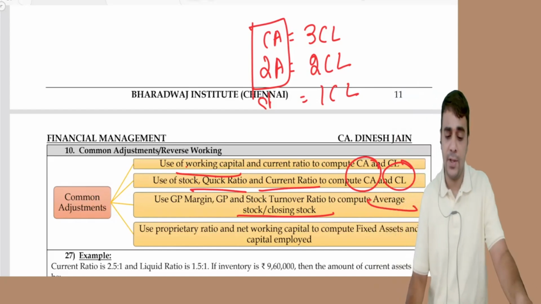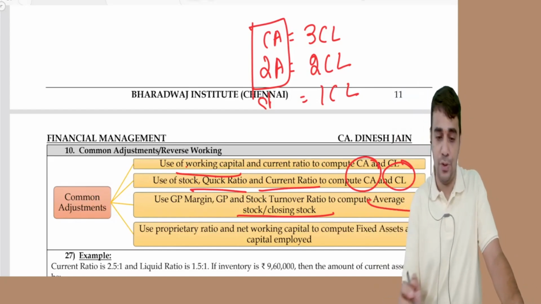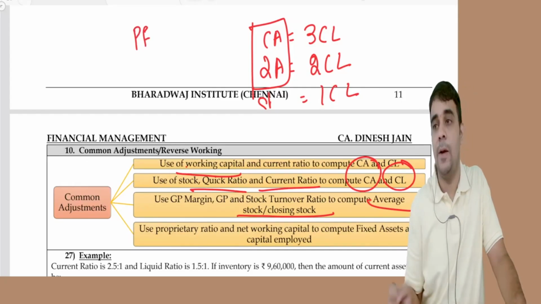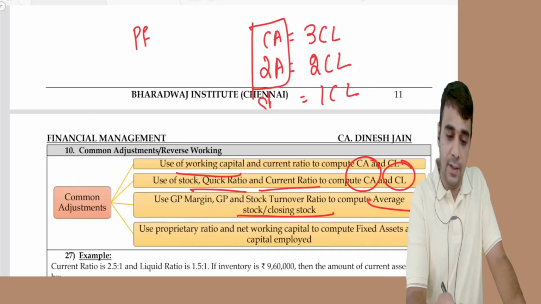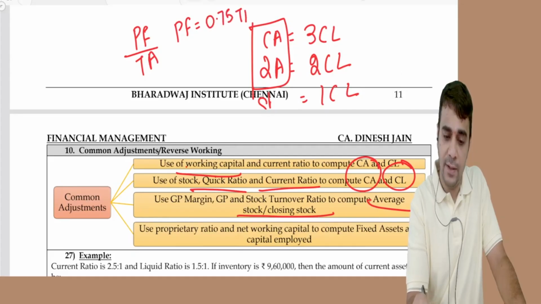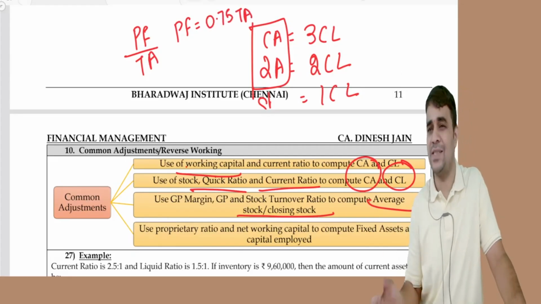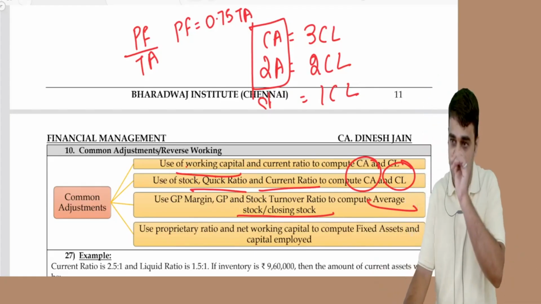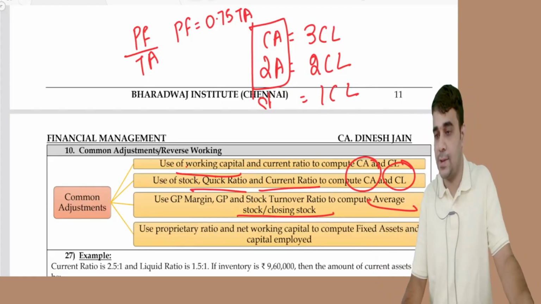Okay. Next one is called proprietary ratio. Proprietary ratio will say proprietor funds divided by total asset. So I'll ultimately say proprietor fund is equal to 0.75 total asset or something, whatever number we get. Proprietary funds is equal to 0.75 total assets.